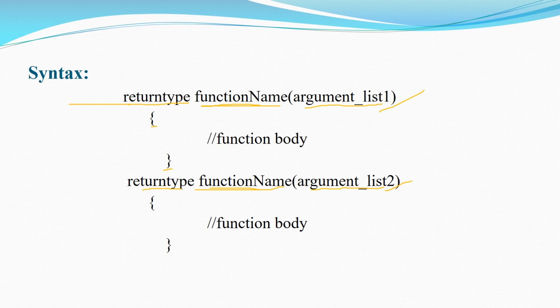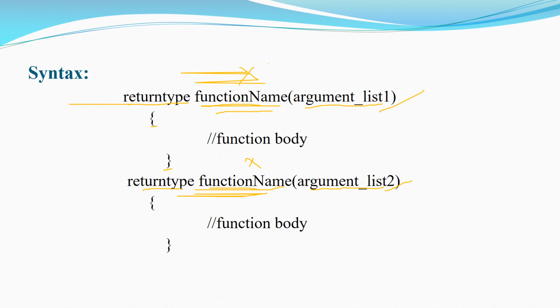First of all, when you want to achieve function overloading, whatever the function name is that is being created, it should be the same name as the other function. For example, I'm going to create a function named x, with the same return type.